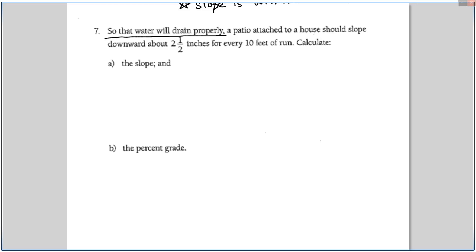Okay, so a patio is attached to a house, should slope downward, obviously, so that the water runs off, right? About 2.5 inches for every 10 feet of run. So issues, big time issues for those of you who don't like math. What are they? I hate fractions. Can you agree to that? Yeah. A lot of us, right? And what the heck? Why did they give me 2 different units, right? Why do they try to mess with my brain? So you have to convert, definitely.